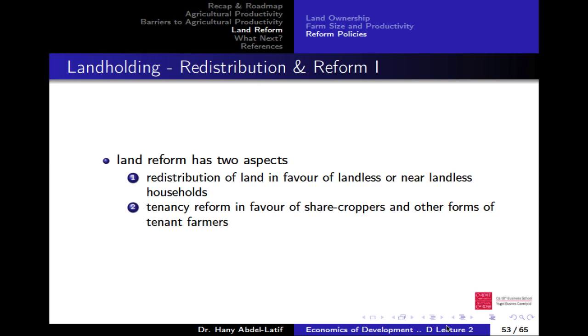But anyway, if you want to find out more about what's happening in South Africa and land reform in South Africa, go and look. But anyway, this is not the issue here. So the point here is that land reform has two aspects. As I said, redistribute the land in favor of landless or near landless households, and tenancy reform in favor of those sharecroppers and other forms of tenant farms. So that's what it is about.